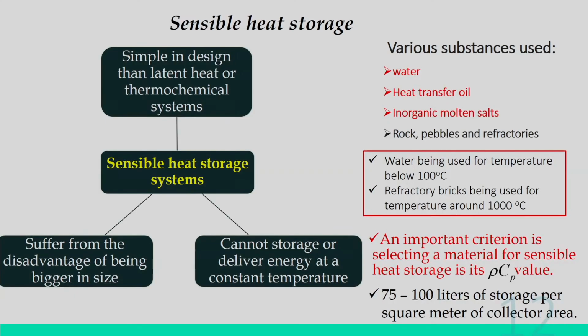And then what kind of material can be used as a sensible heat storage? First, if we talk about liquid, then of course we will go for water if the temperature requirement is less than 100 degrees C, and if our temperature requirement is more than that, then we will go for other heat transfer fluids like oils, molten metals, inorganic molten salts, okay? And sometimes we can go for solid materials for sensible heat energy storage like rocks, pebbles and refractories.